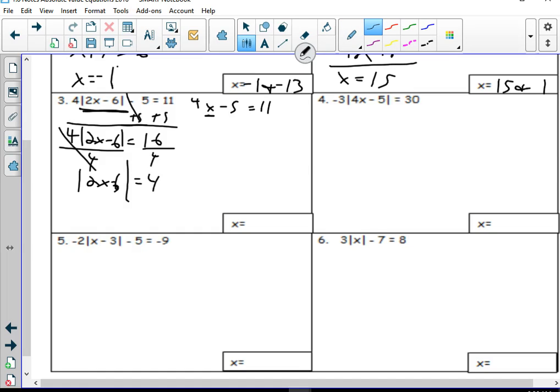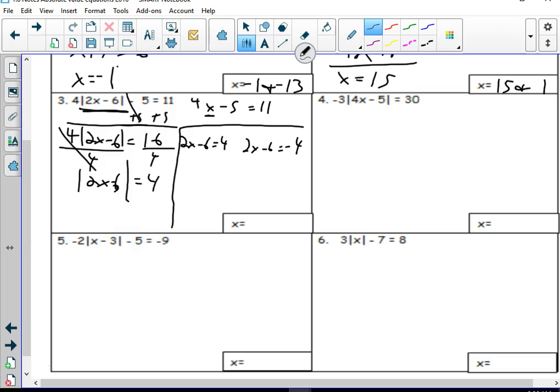Now, is my absolute value by itself? Yes, it is. I'm going to need this space right here, so I'm going to write small. I do 2x minus 6 equals positive 4, just like that. And I write 2x minus 6 equals negative 4. And now I'm right back to the same kind of two-step equation I started with in the beginning as an example.